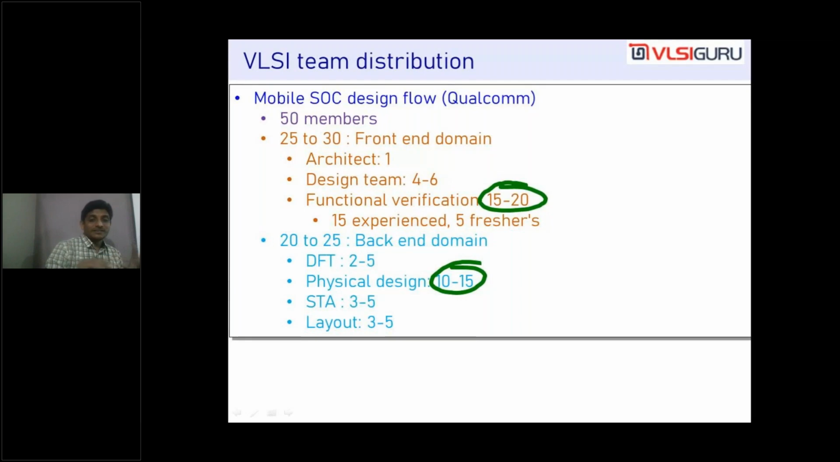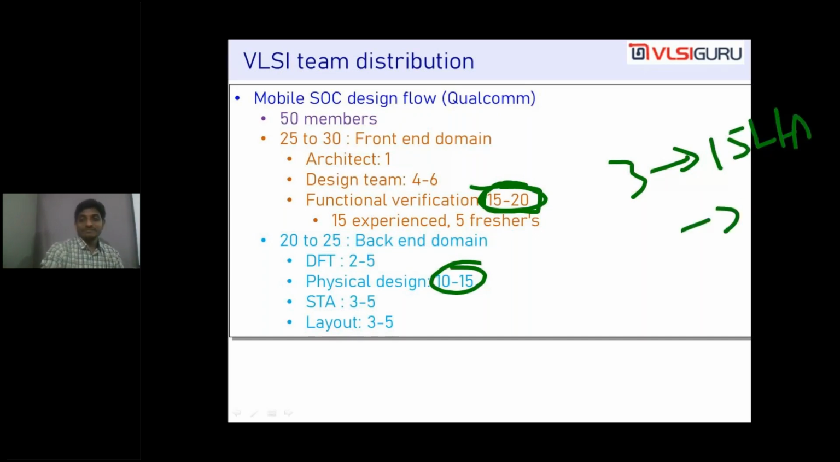Now, generally what happens? I cannot keep all 15-20 people experienced, right? Is it possible to keep all 20 people experienced? Why can't I? Because the cost will increase significantly. Hiring an experienced person, a 3-year experienced person in the industry, is 15 lakhs per annum. A good fresher can be hired at around 4 lakhs per annum.